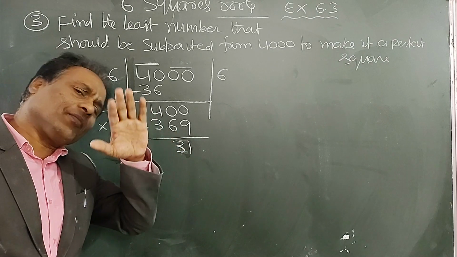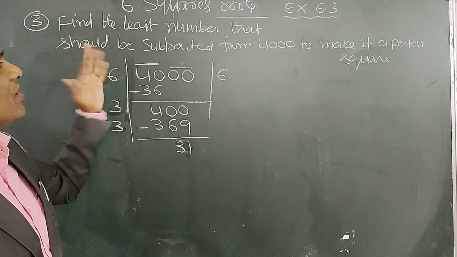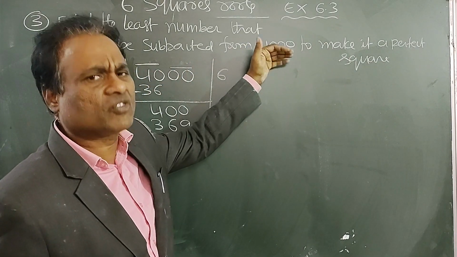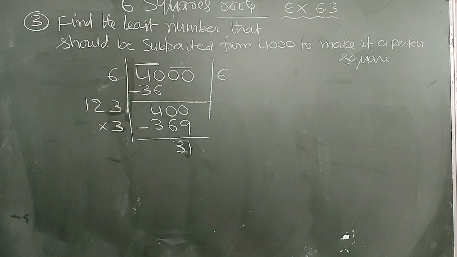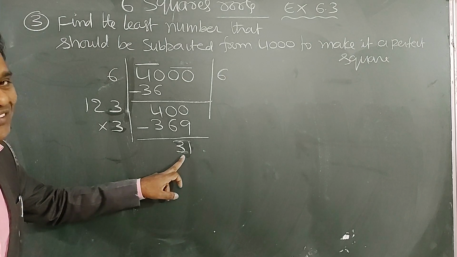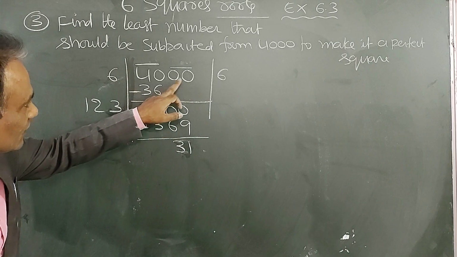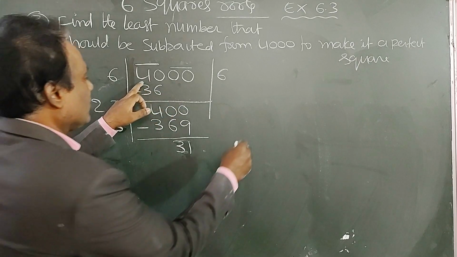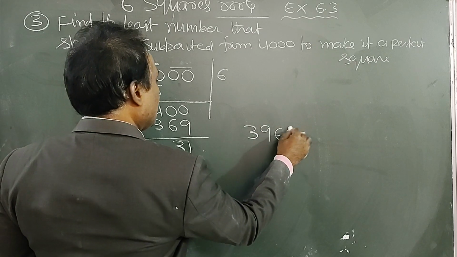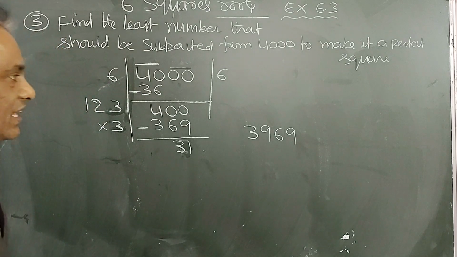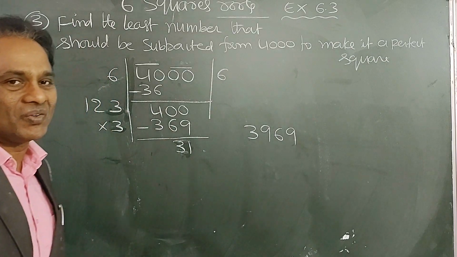In all the previous problems we got remainder 0. So that was the answer. But now here it is already given that it is not a perfect square. We should subtract something. So if we subtract something, then it becomes a perfect square. So what should be? We got 31 extra. If this is 31 less, for example, if this is 3,969, suppose if this number is like this, then there is a perfect square for this. We will get the remainder 0.